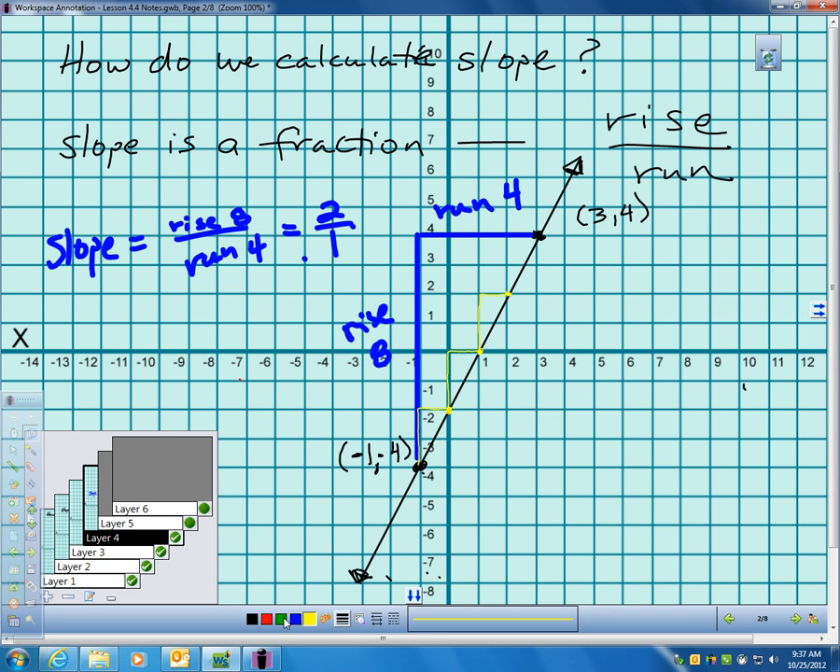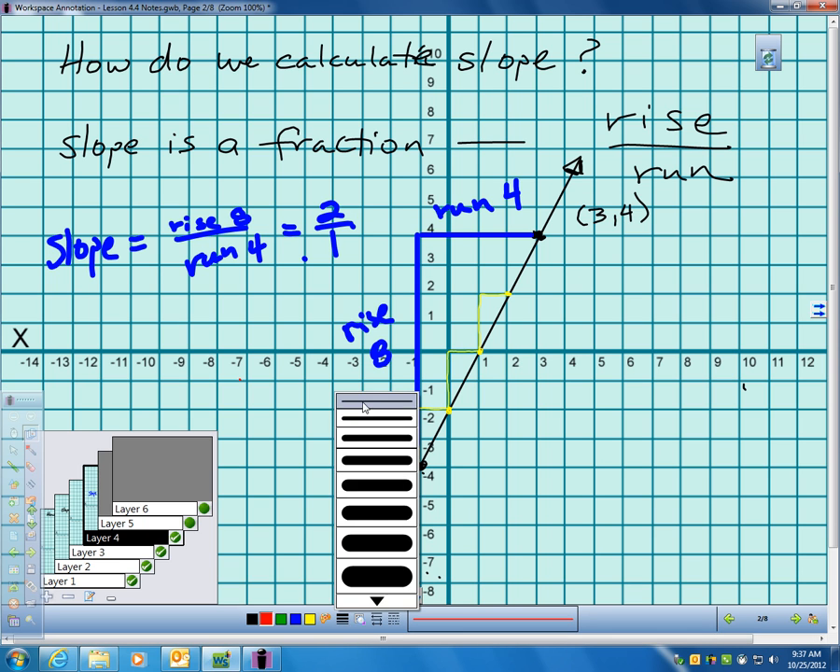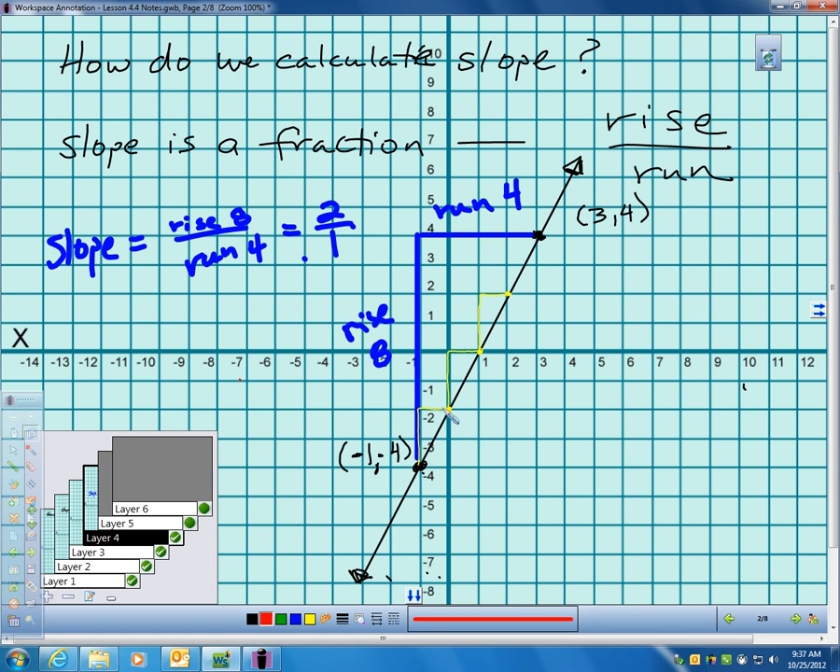Okay? It doesn't matter if I would have picked different points. I'll use red this time just so it's easy to read. It doesn't matter if I would have said, let's start with this point, which is negative 2, negative 6, and let's go to this point. It doesn't matter because watch, I'm still going to get a slope of 2. This point, by the way, was 1, 0.